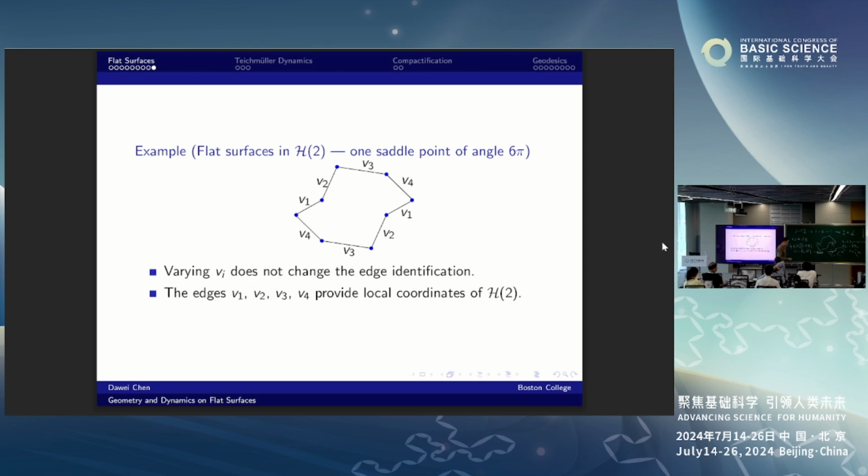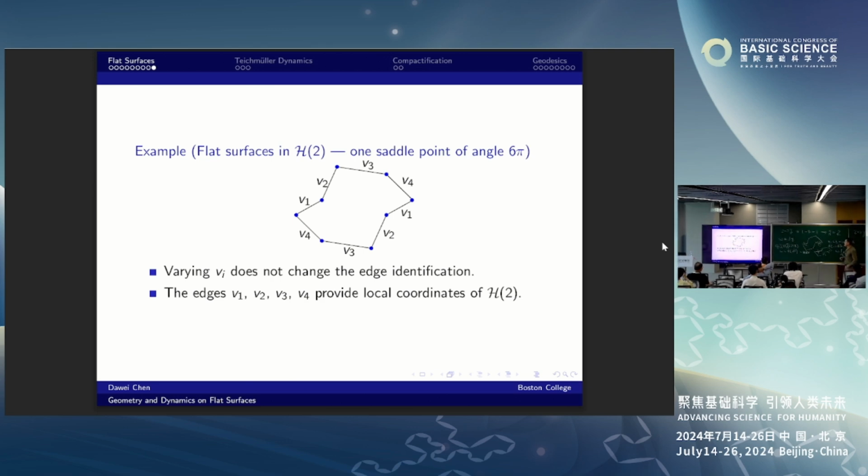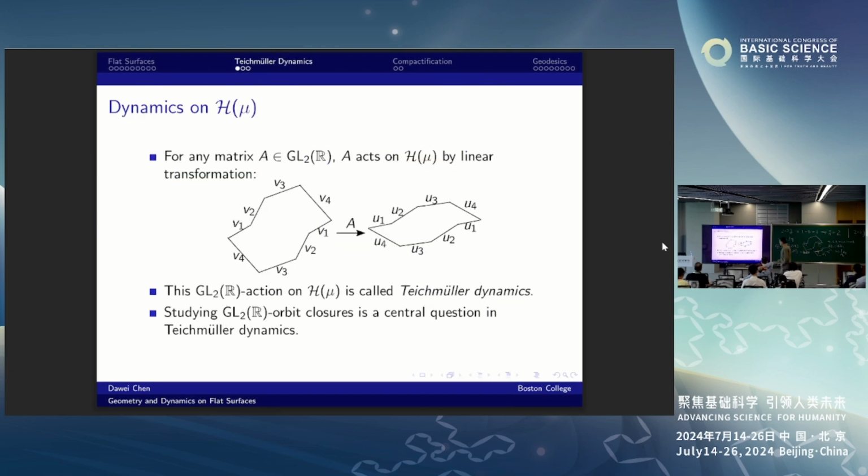So this object has a long history dating back to some interesting study in dynamics, but it is very simple to explain. Let's take the group of 2 by 2 real non-singular matrices, just GL2R. You view GL2R as an action by linear transformations on the Euclidean plane, up to translation. If you take any matrix A, view it as a linear transformation, I can apply it to such a polygon. On the left, if I take each edge Vi, viewed as a vector, and apply A, this Ui just becomes the image of Vi under A.